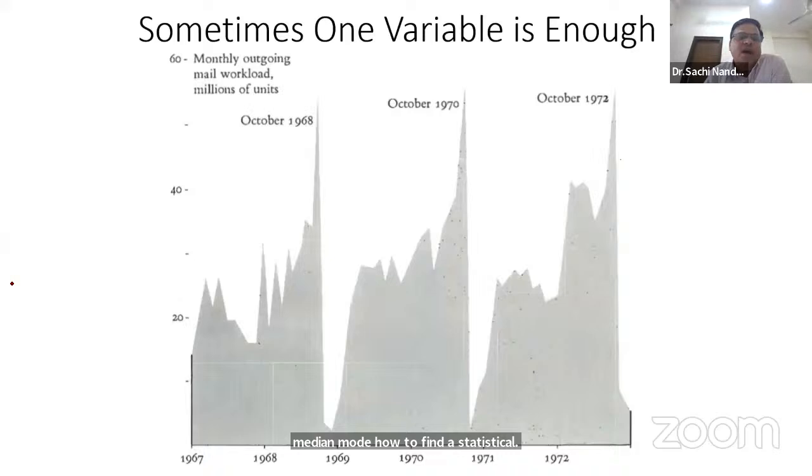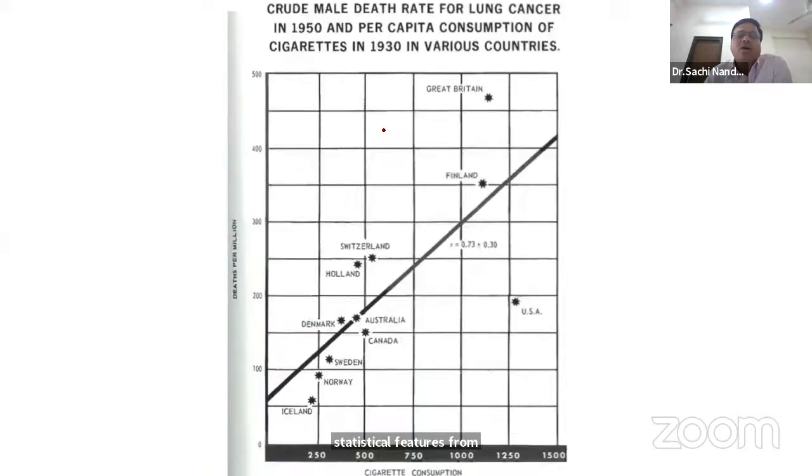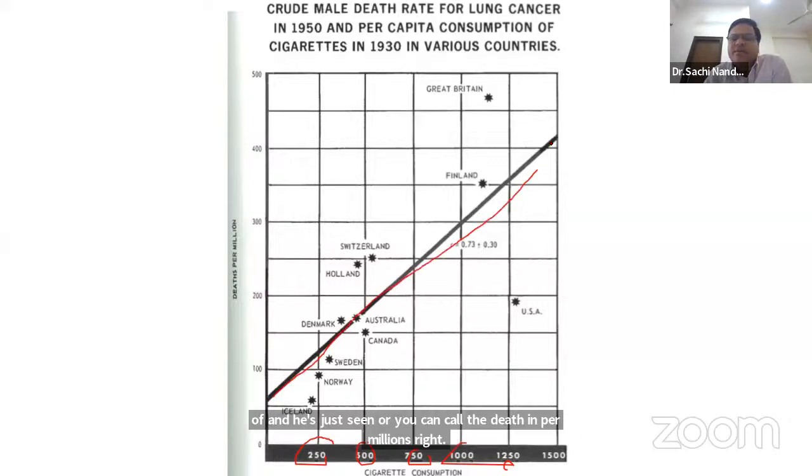Suppose this is the monthly outgoing per year in 1967, 1968, 69, every year up to 1972. When you represent it as a picture, it is very difficult to understand the statistical features of the distribution, right? Now, coming to this picture, we can find out how many people are from Norway, Sweden, Australia. The x-axis is the number of persons, and we can call the y-axis deaths per million, right? When you plot this graph in the 10th century, this type of data we can get, right?